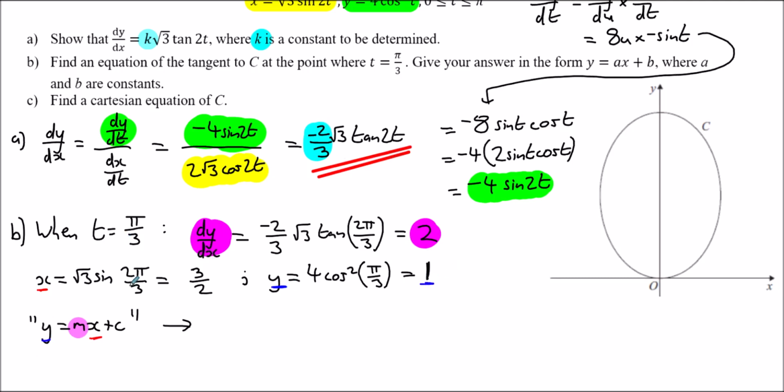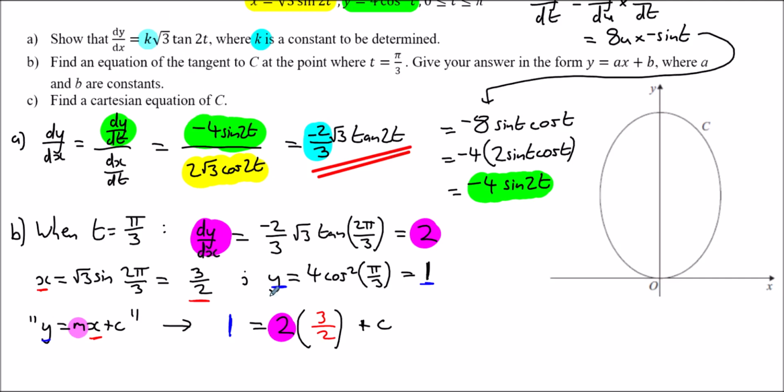So if we just substitute these values in, y, which we've got, is equal to 1, equals m, which is 2, multiplied by the known coordinate of x, which is 3 over 2, plus some y-axis intercept c, which we can now work out. So 2, of course, was the gradient m, which we got was 2.